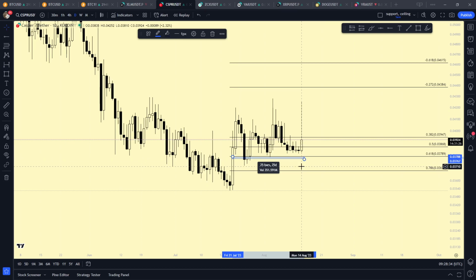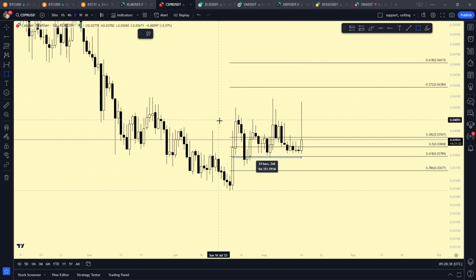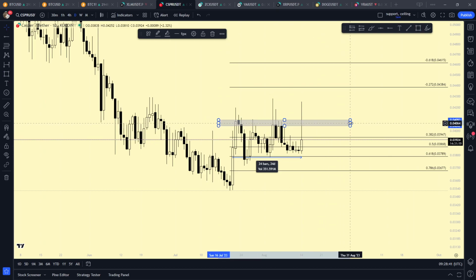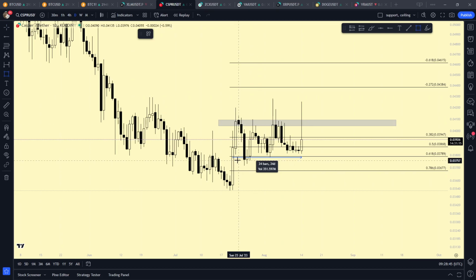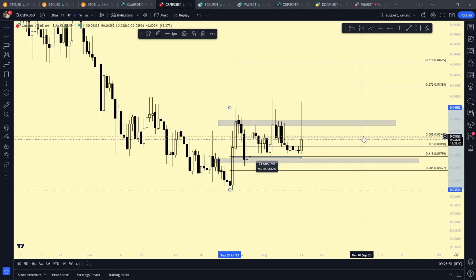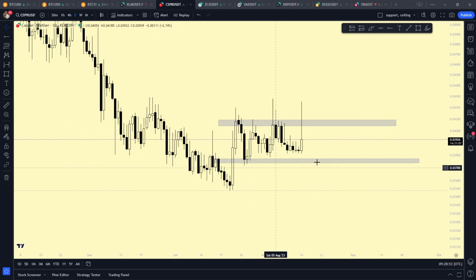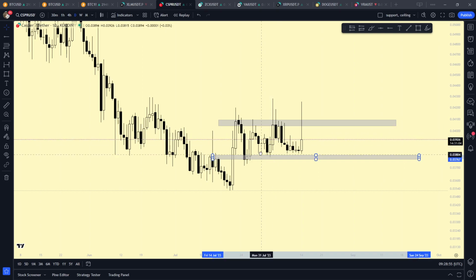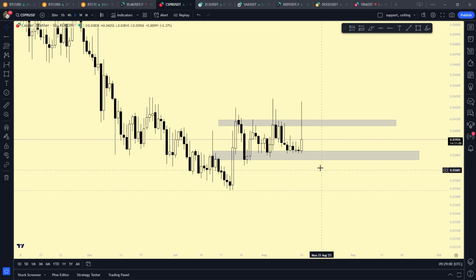Look at this, guys: 25 days, 24 days of pure consolidation between these zones. Consolidation means a sideways market, by the way, if you don't really know what that means. We went from these zones to these zones, right? Even this is maybe a better consolidation zone right here.